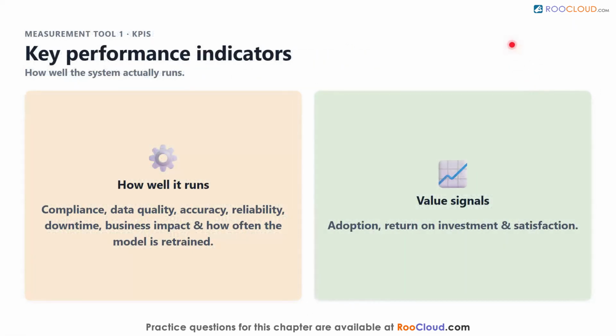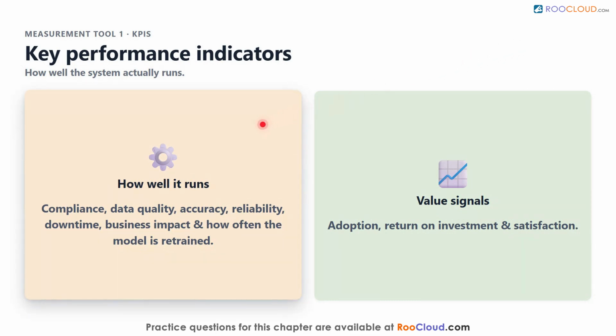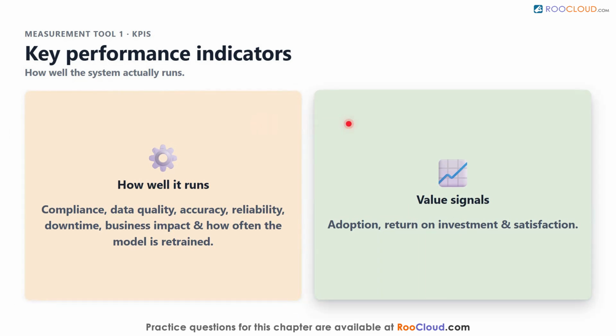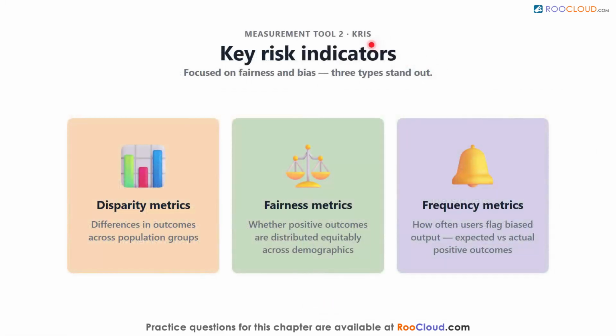Two specific tools deserve attention: key performance indicators and key risk indicators. Performance indicators track how well the system runs, including compliance, data quality, accuracy, reliability, downtime, business impact, and how often the model is retrained, alongside things like adoption, return on investment, and satisfaction.